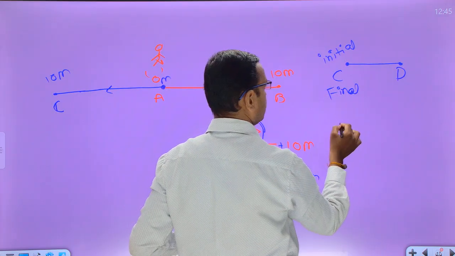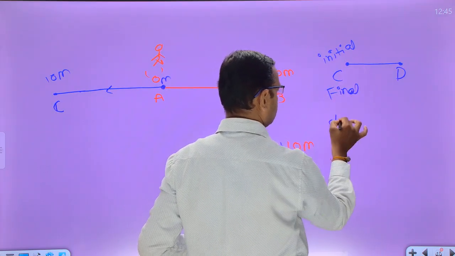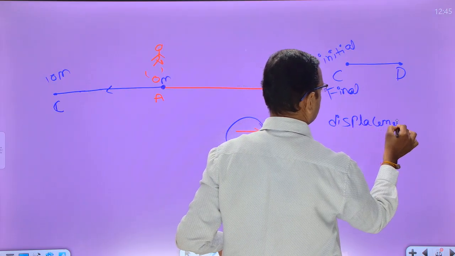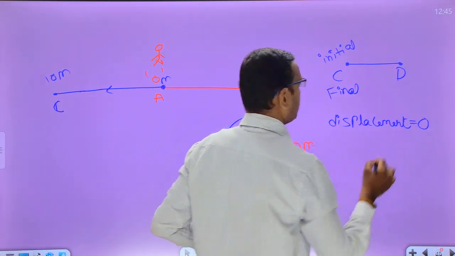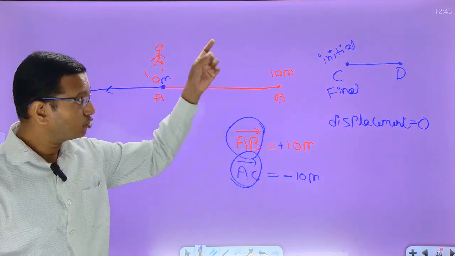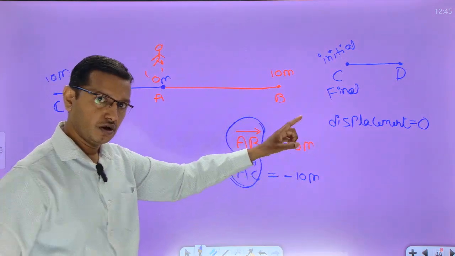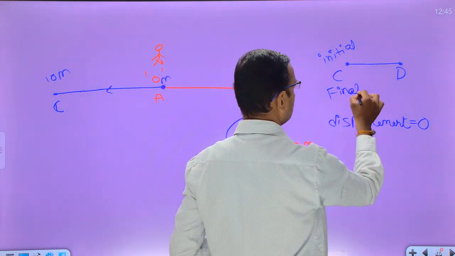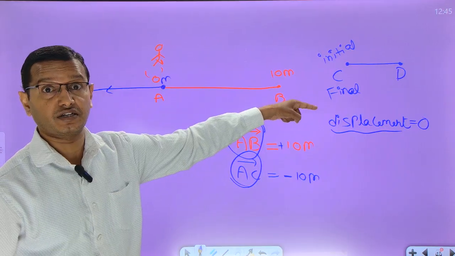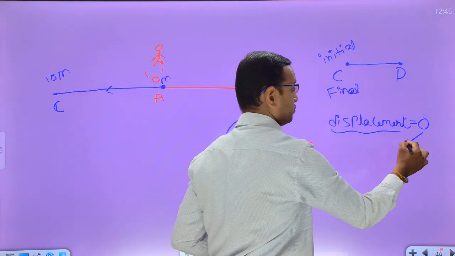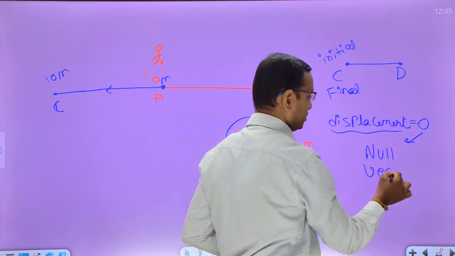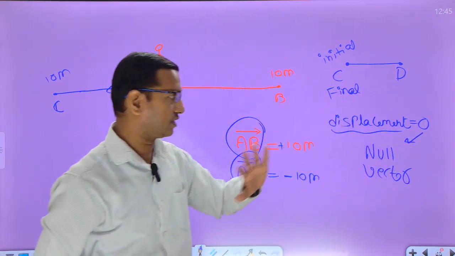So here, for this case, the displacement is simply 0. Why? Because displacement depends only on the initial and final position, that's it. So when displacement is 0, now as I told, displacement is a vector. Now what is the direction for this vector whose value is 0? Whenever the vector is 0, we call it a null vector, and this is a displacement null vector.